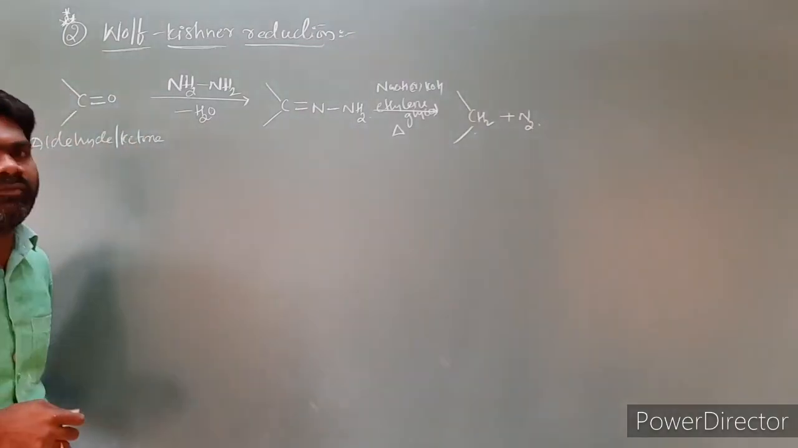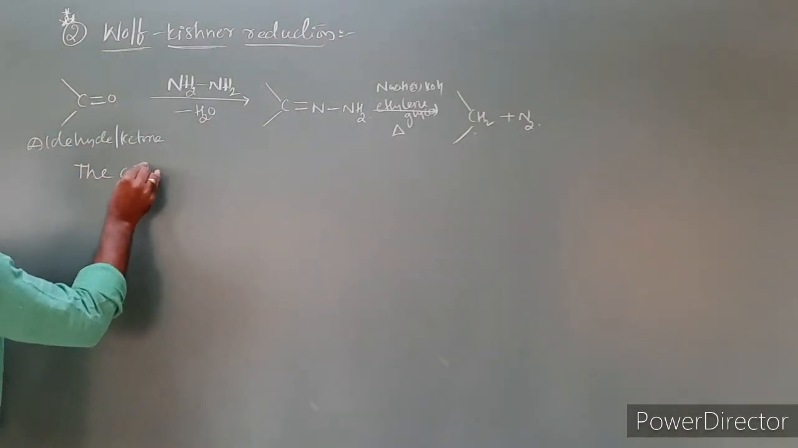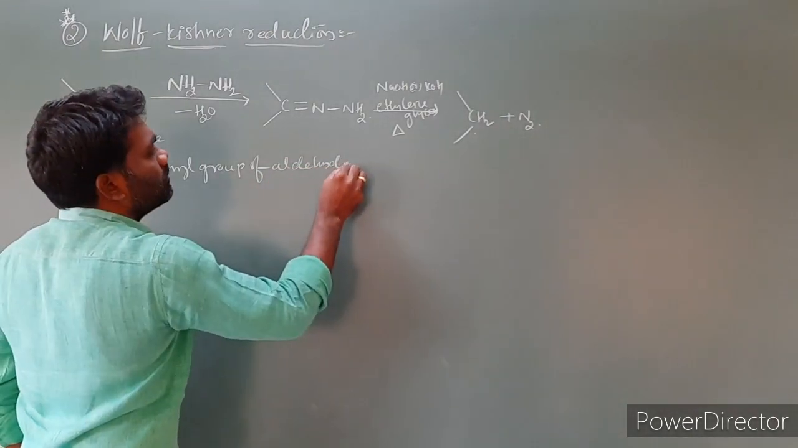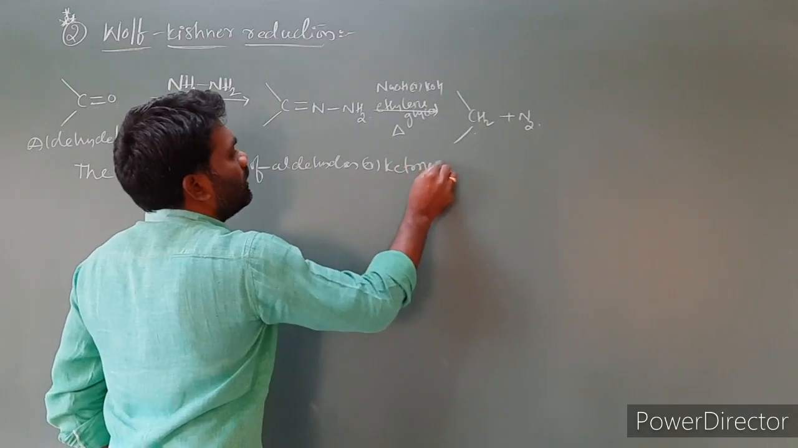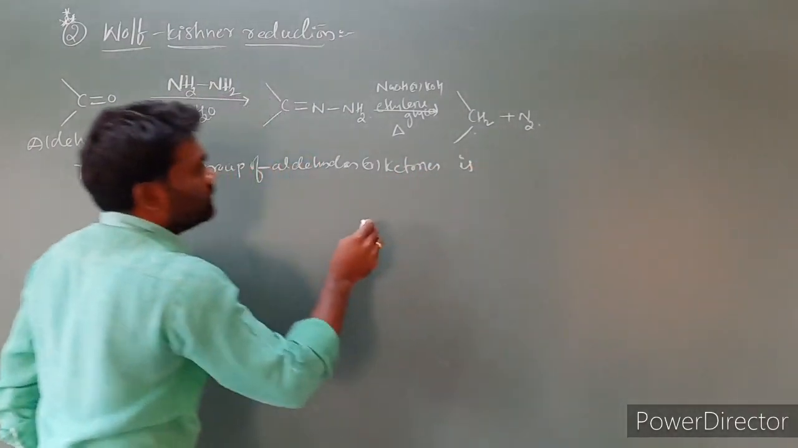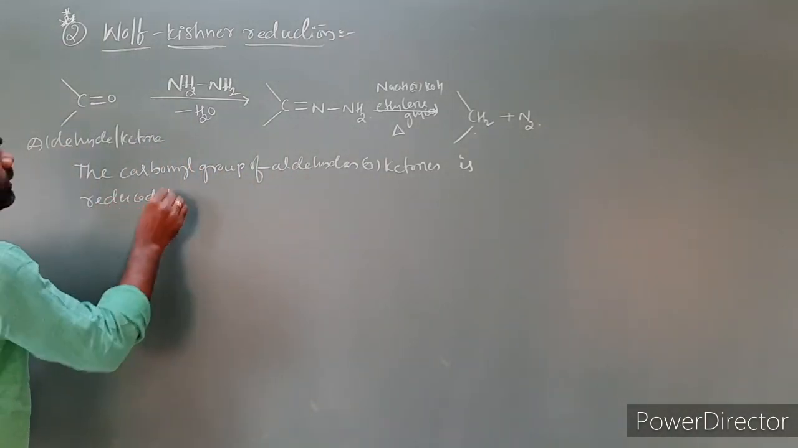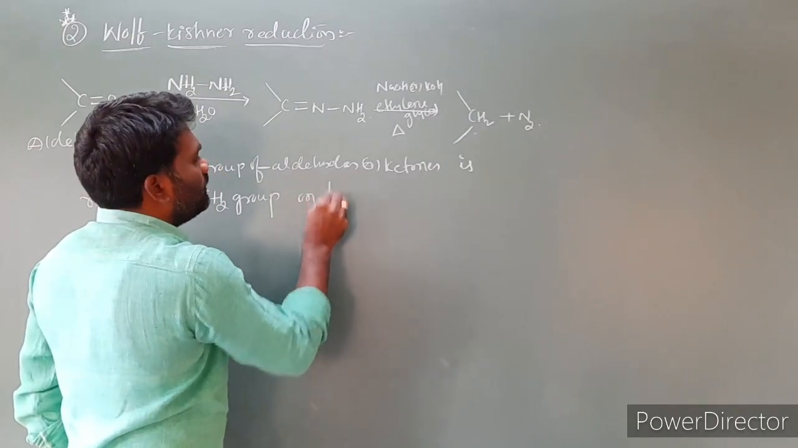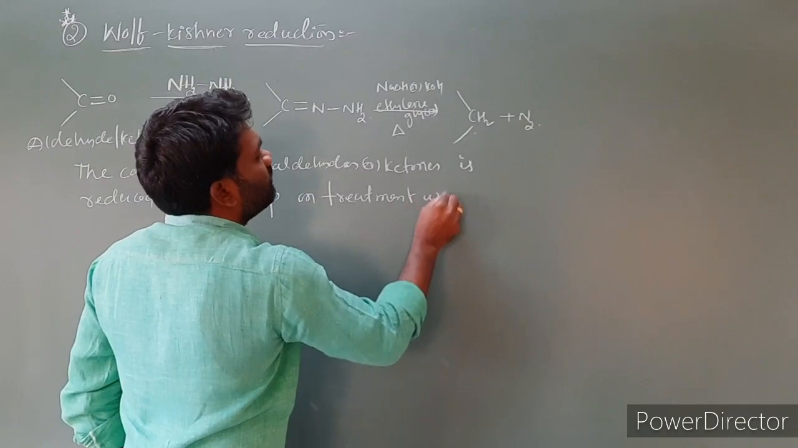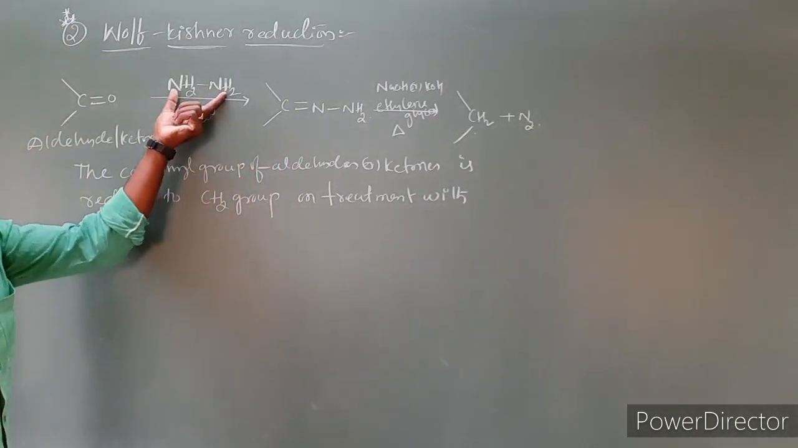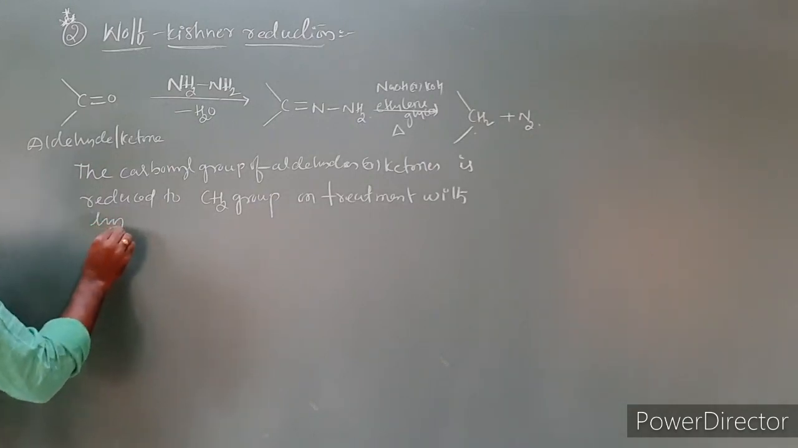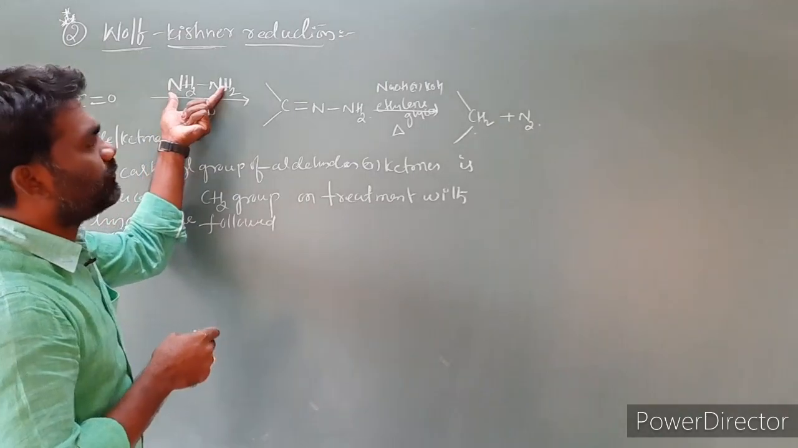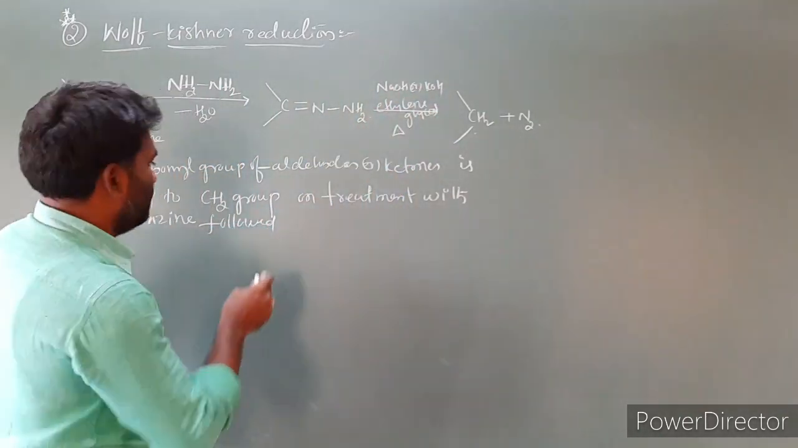Let us write the statement regarding Wolff-Kishner reduction. The carbonyl group of aldehydes or ketones is reduced to a CH2 group on treatment with hydrazine, followed by heating with sodium hydroxide or potassium hydroxide.